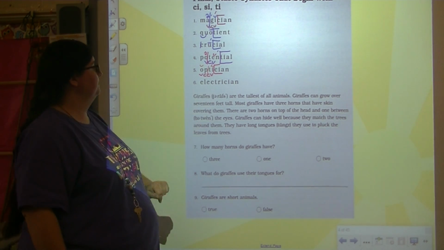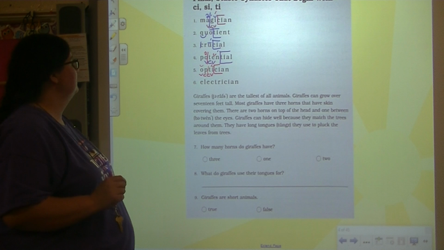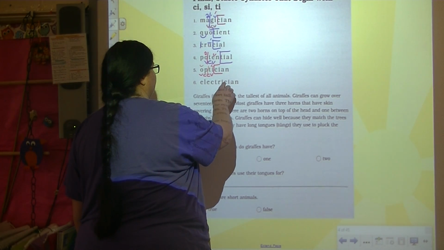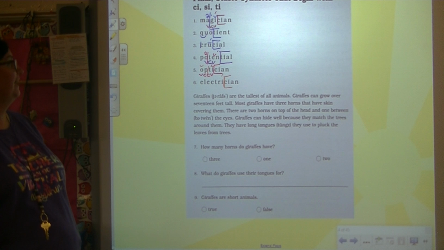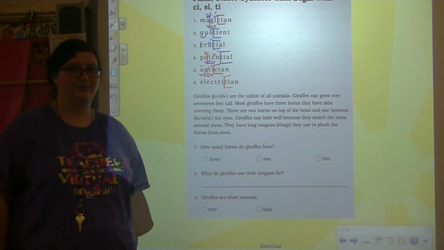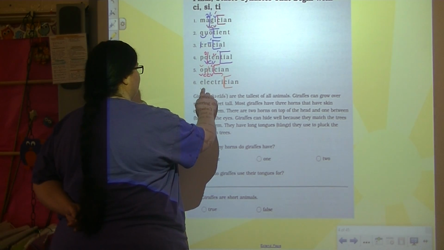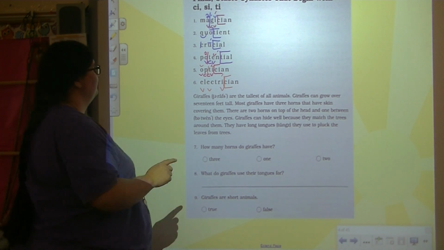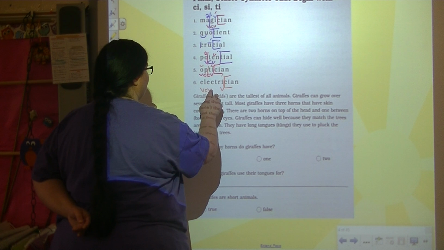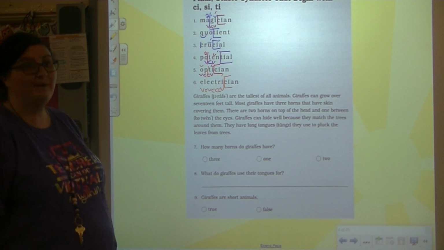Number 6. What final stable syllable? C-I-A-N. Accent on the syllable before it. How many vowels in this one? 3. Label them. So you have vowel, consonant, vowel, consonant, consonant, consonant, vowel. Big pattern.